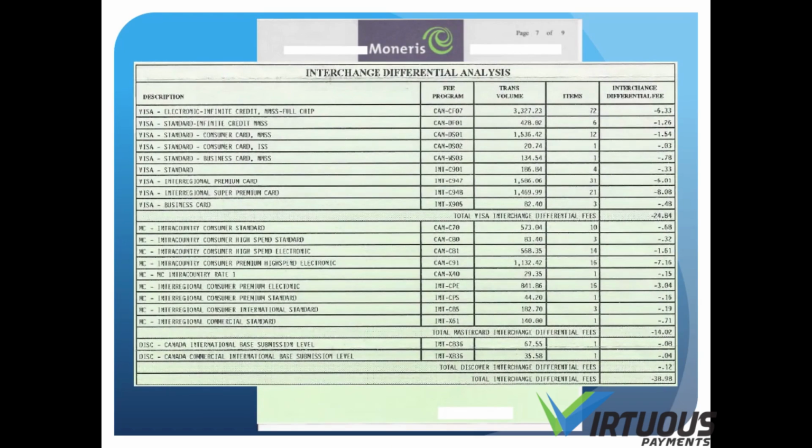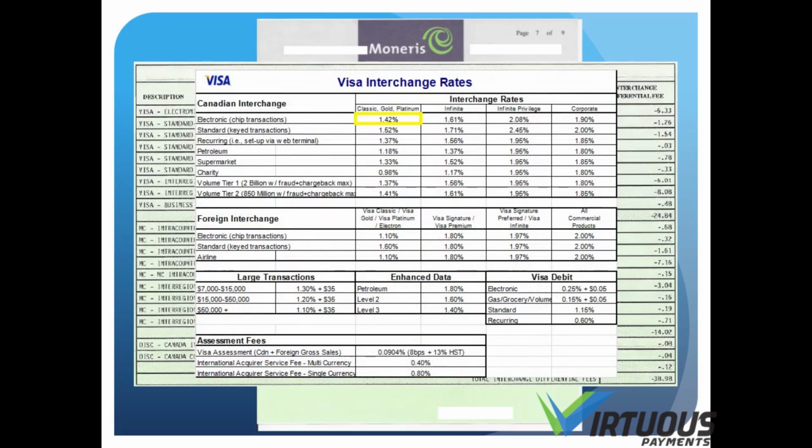Next is the section entitled Interchange Differential Analysis. This is the difference between 1.42%, the base rate cost, and the interchange rate for each different card. All merchants must pay the interchange rate plus the 1.42%, as this is the cost that Visa and MasterCard charge the processor for the transaction.